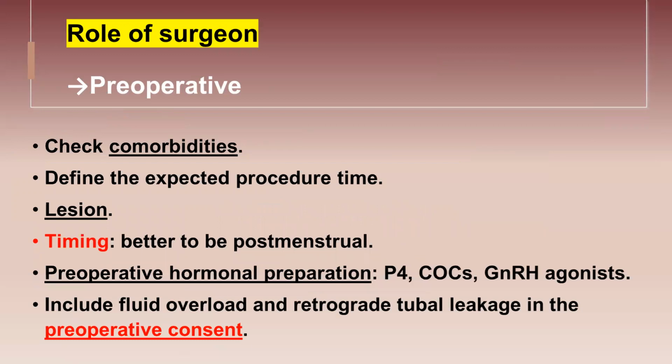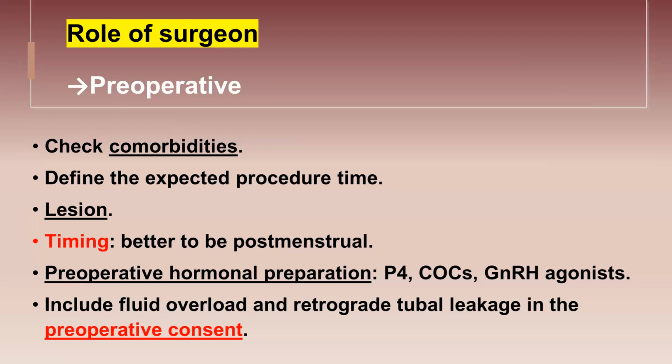Before the operation, you have to check whether the patient has comorbidities or not, because the fluid deficit is related to the comorbidities. For hypotonic solution, 1 liter for a healthy patient and 750 milliliters for the patient with comorbidity. For the isotonic, 2.5 liters, and 1 liter for patients with comorbidities. Also, you have to define the expected procedure time and the lesion extent, and the timing of the operation should be post-menstrual with preoperative hormonal preparation, sometimes like progesterone, COCs, or GnRH agonists. We performed a study on myomata and found that GnRH agonist decreases the size of the myoma, and also decreases intraoperative bleeding and fluid overload when the patient has been prepared for 3 months by GnRH agonists.